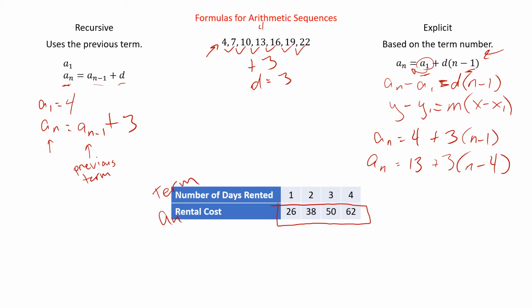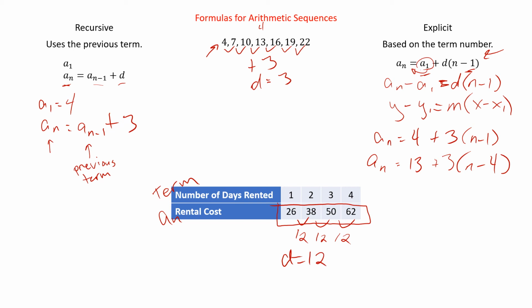So first, let's look to see what our common difference is. To go from 26 to 38, it's not quite so easy to add. We can subtract. What's 38 minus 26? Well, that's 12. 50 minus 38 is 12. 62 minus 50 is 12. All right, so our common difference is 12.